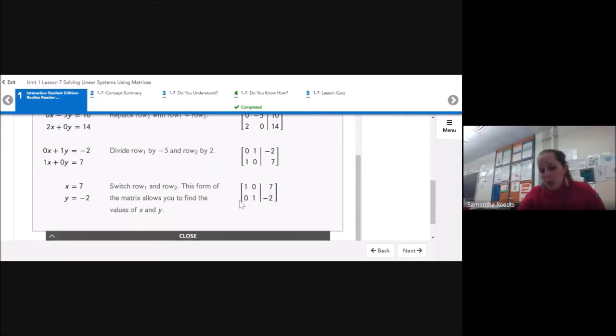I can then switch rows, so row 1 and row 2 are switched, so x is 7 and y is negative 2.